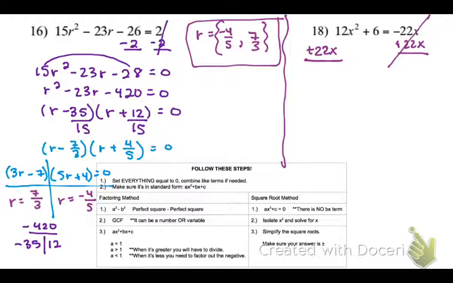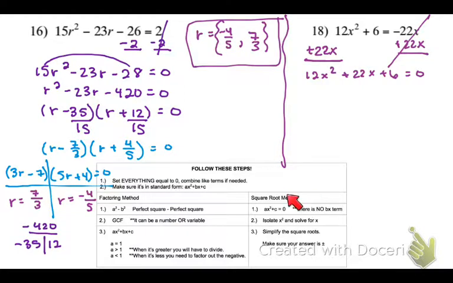Remember that you always have to make sure that it's in standard form, ax squared plus bx plus c. So I'm going to write 12x squared first, then I'm going to write the 22x because that is my bx term, and set them equal to 0. From all of these, I can actually factor out a 2.